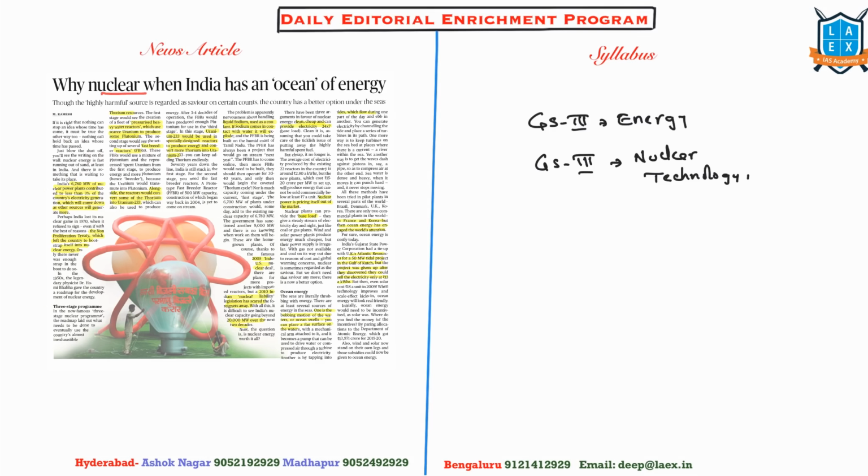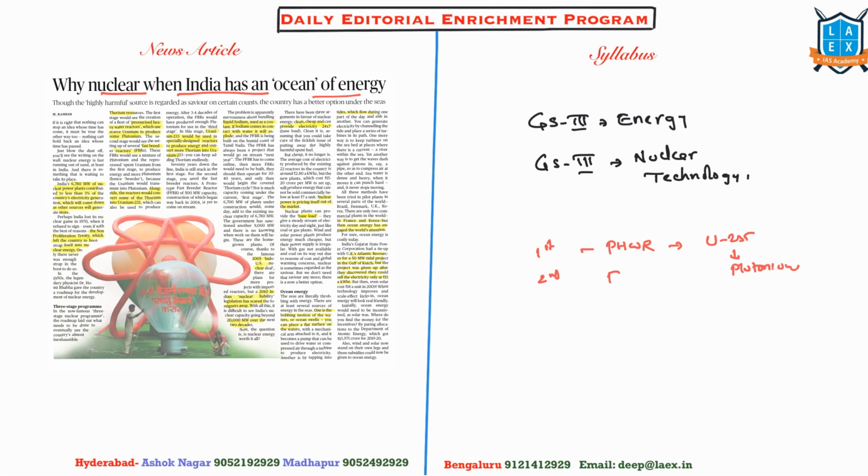Next is nuclear energy, where India has an ocean of energy. So why nuclear? There is a three-stage nuclear program which was originally devised by Homi Bhabha. India is abundant with natural resources of thorium. So we have three stages. In the first stage, we have pressurized heavy water reactors. These PHWRs use uranium-235, and in this we get plutonium as an outcome.